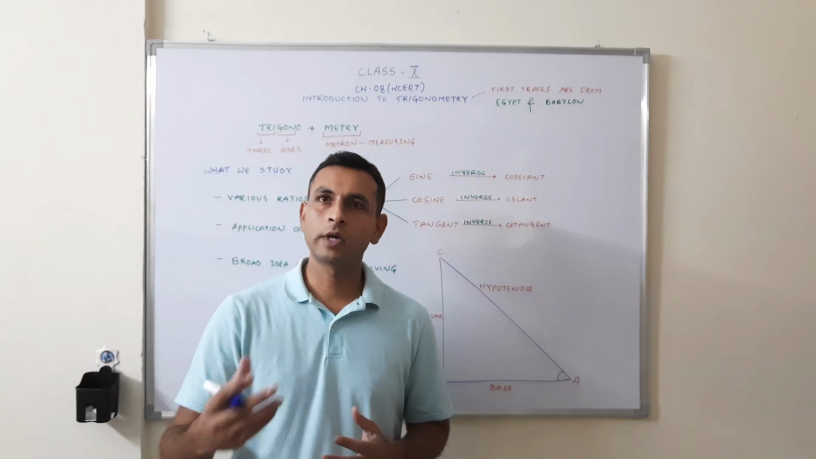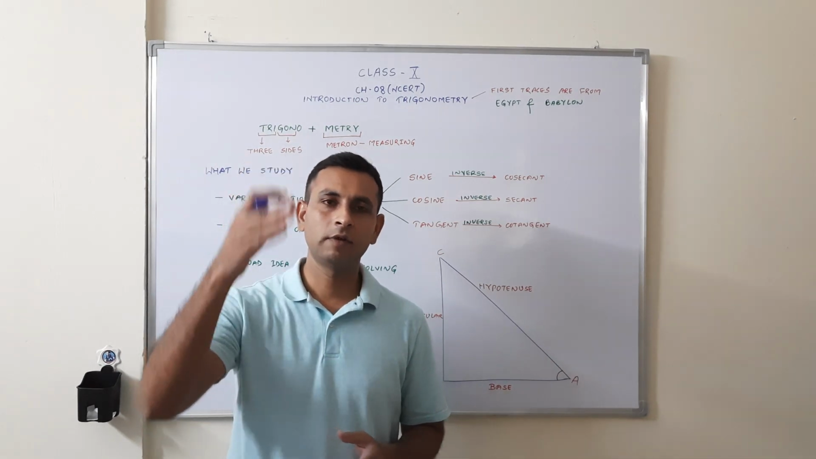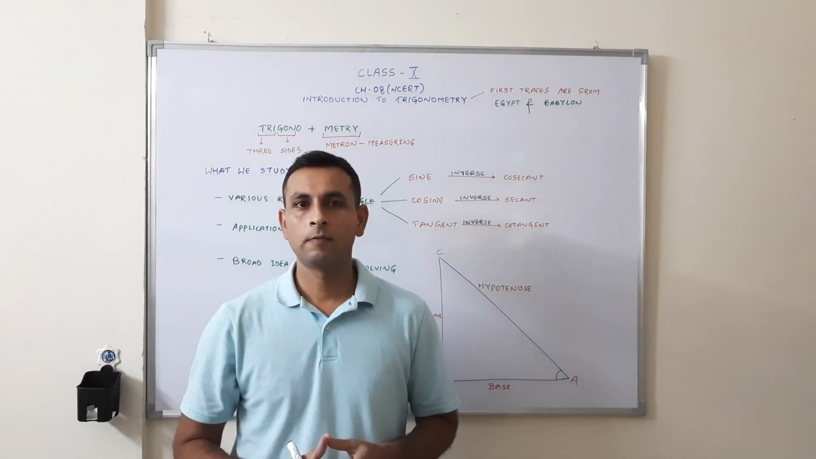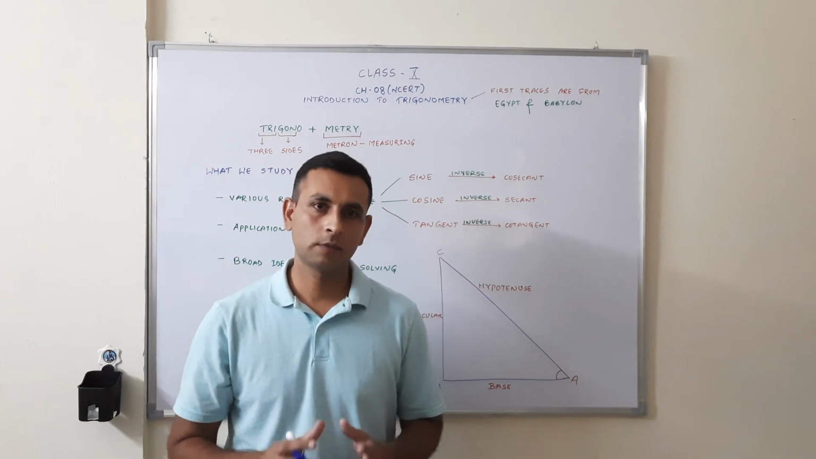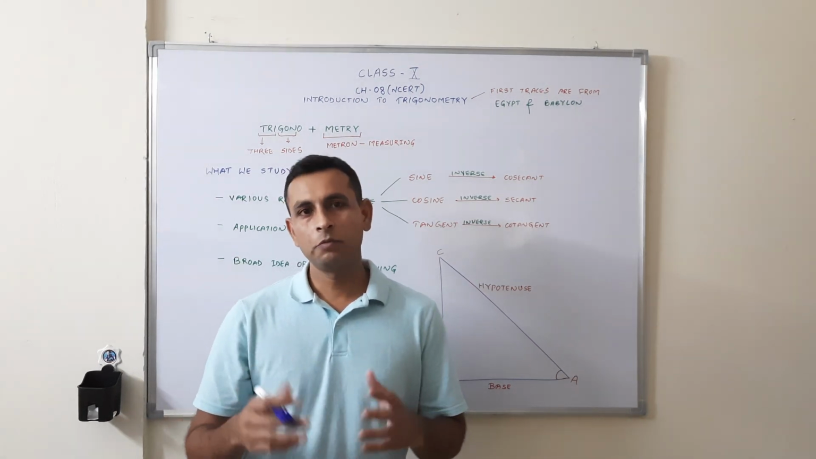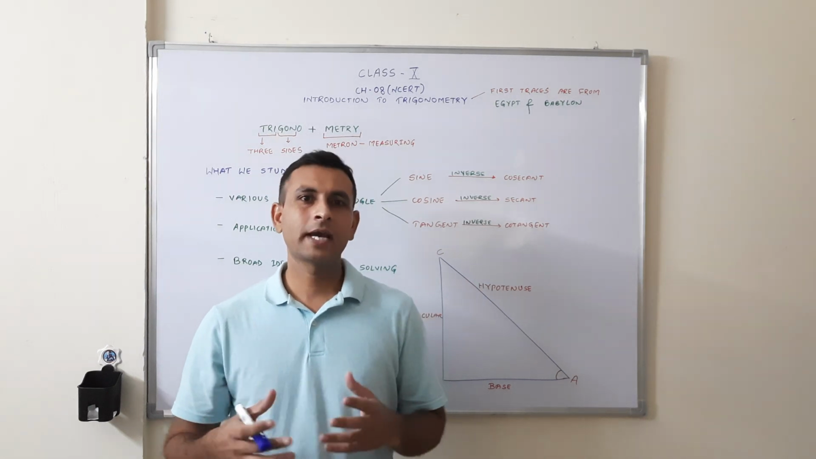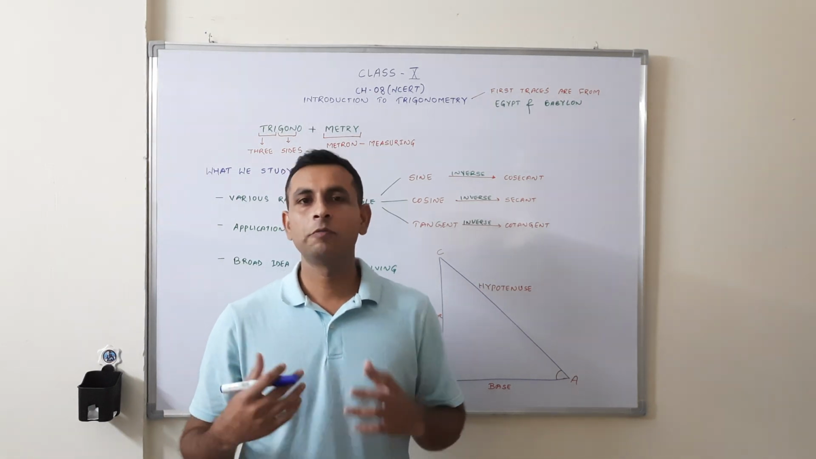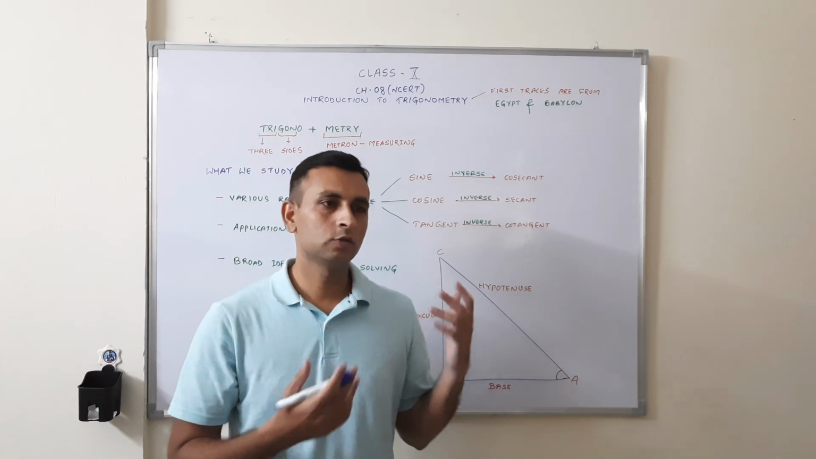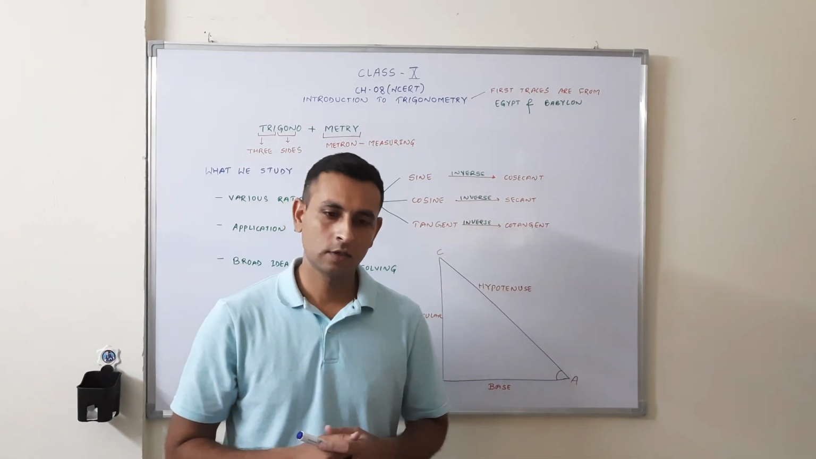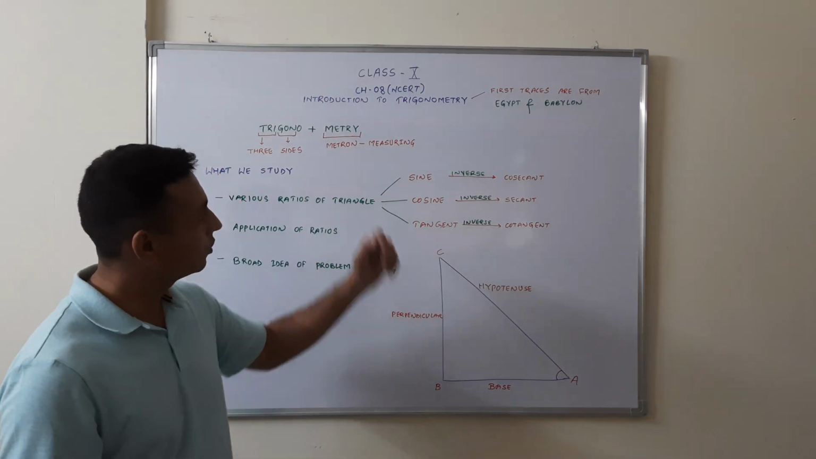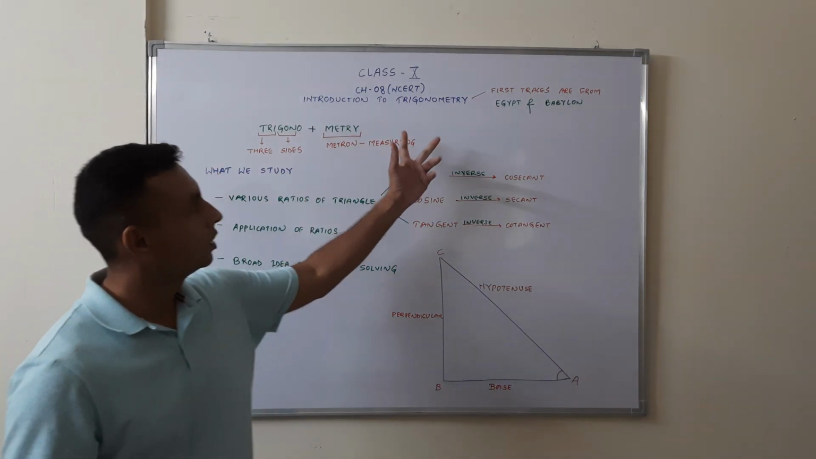You may be wrong if you calculate directly, just having a judgment that it must be flying at some 500 meters, 1000 meters or something. When you make use of trigonometry, you get the accurate results. How do we make use of trigonometry? This is what we're going to learn in subsequent lectures. Okay, so we'll start with the introduction of trigonometry.